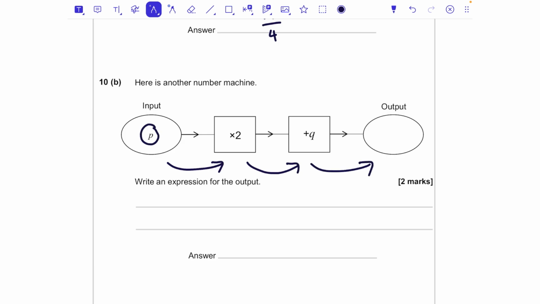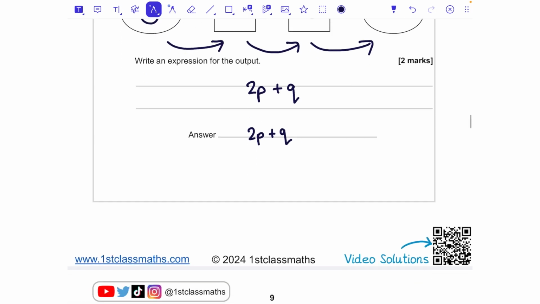So if I start with P and I multiply it by 2, I'm going to get 2p. And then I'm going to add Q to it, but because they're not like terms, I can't make that a single term, it has to stay like that. So the answer there is 2p, add Q.